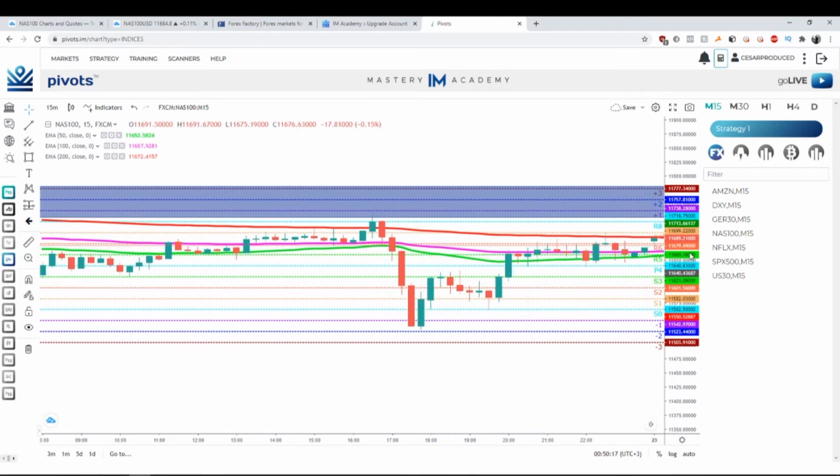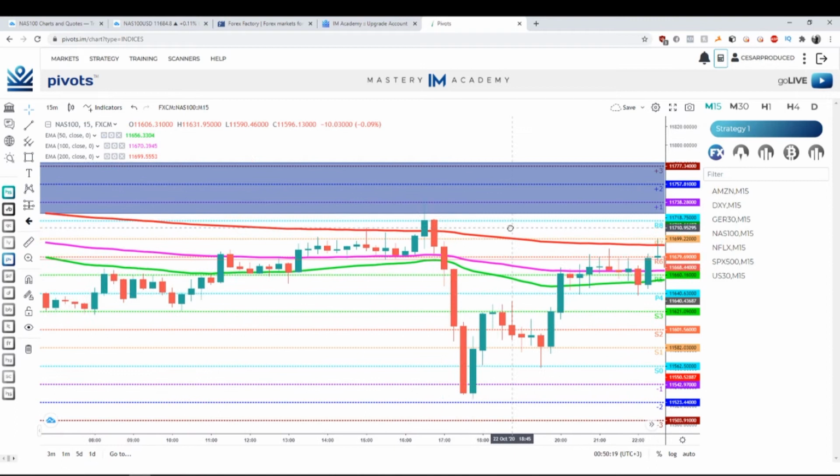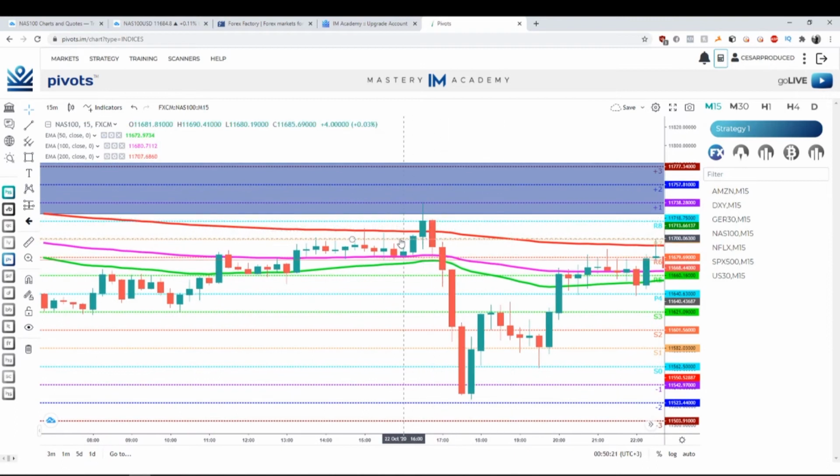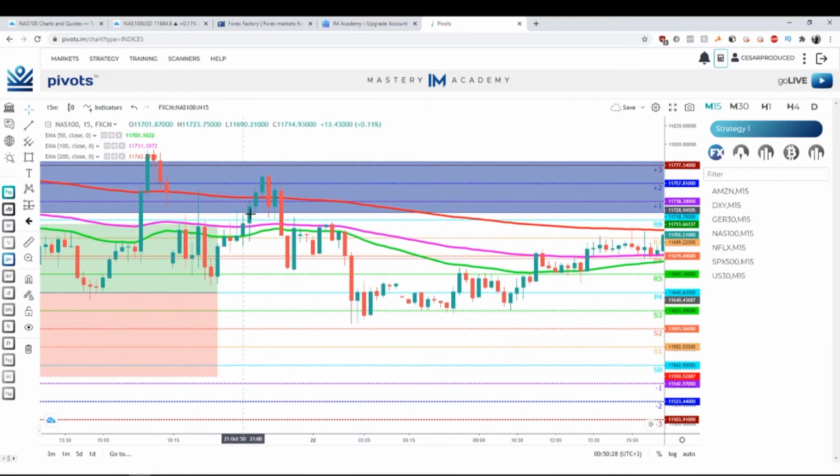So how can we foresee this happening? Again, it's at that R8 level, so we already know we're at the top of the range. So when we're at these levels, we've seen that it's common for us to exceed these levels.